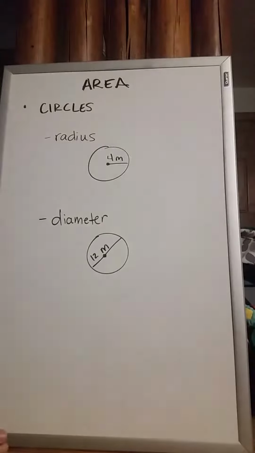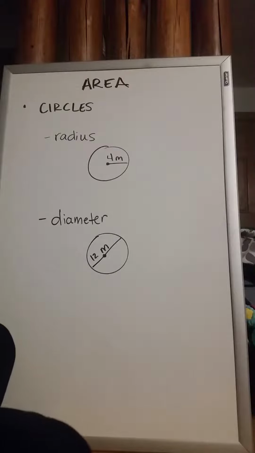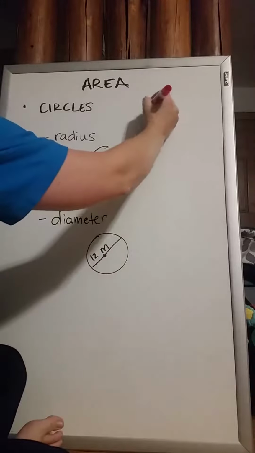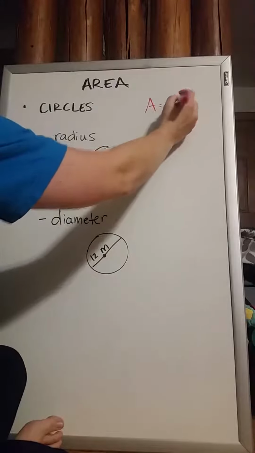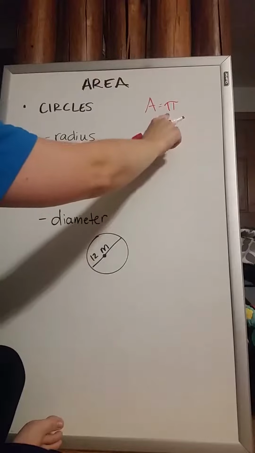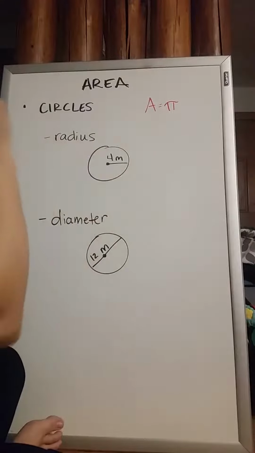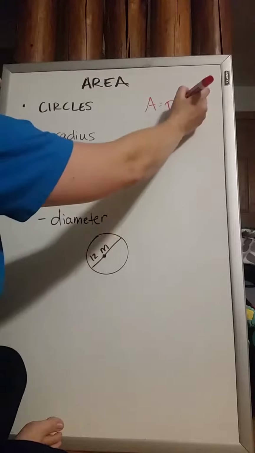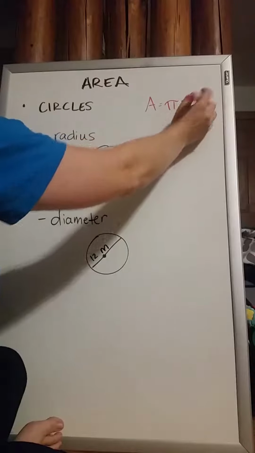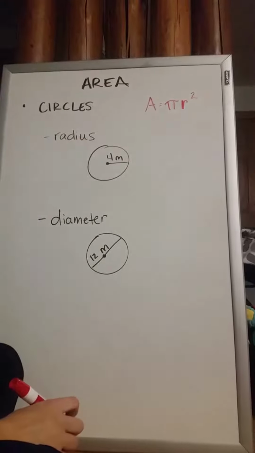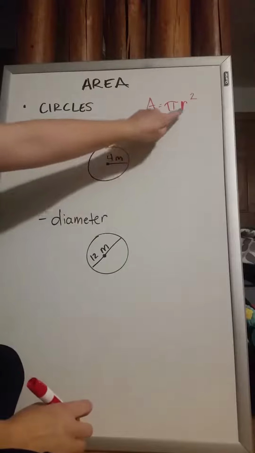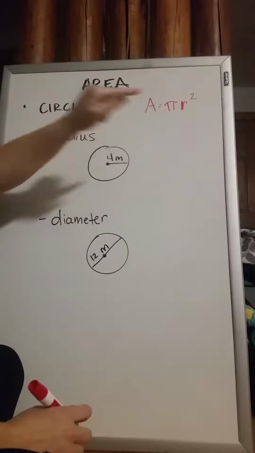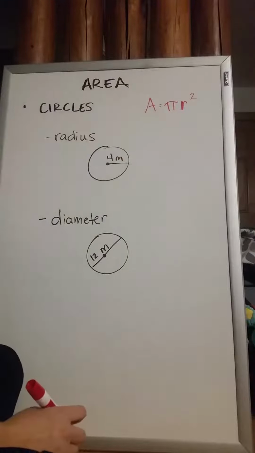Alrighty, last one. Area of circles is a little more challenging just because we have a decimal in here. So whenever you have a circle, you're going to use this formula. That's your pi symbol. Remember that from circumference? That means 3.14. So pi times your radius squared. Okay? So you have to know the radius in order to find the area of a circle.